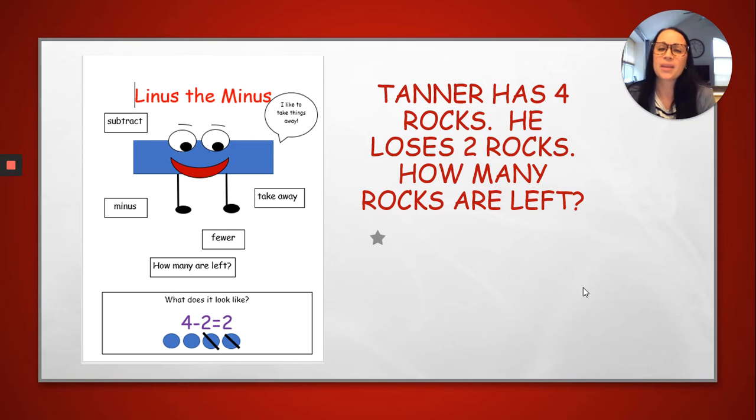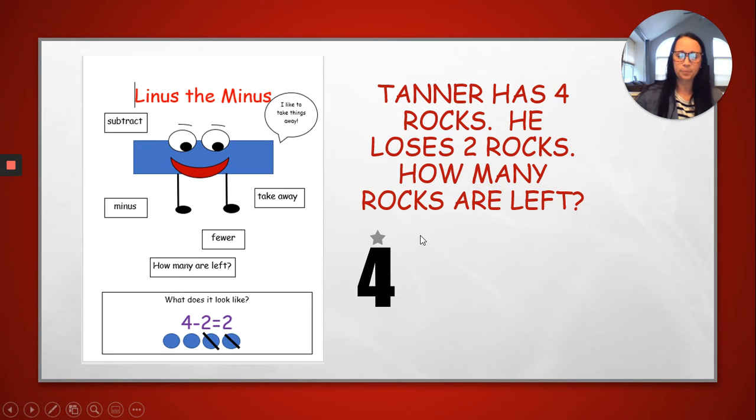Okay, ready? Tanner has 4 rocks. He loses 2 rocks. How many rocks are left? Okay, there's those key words. How many are left? So we know we're going to subtract. All right, we're going to start with our bigger number, which is 4. He had 4 to start with. So let's put that down here. We know we're subtracting, right? Because we want to know how many are left.